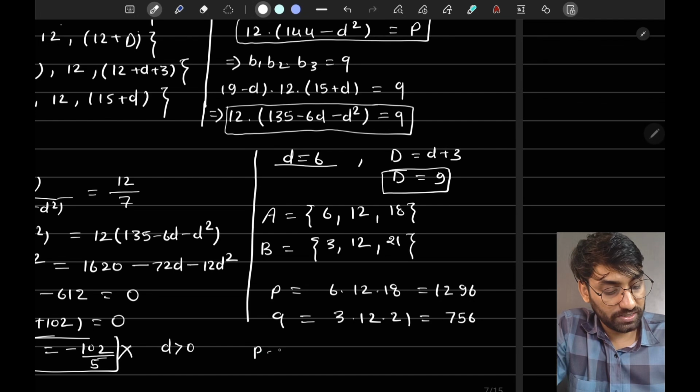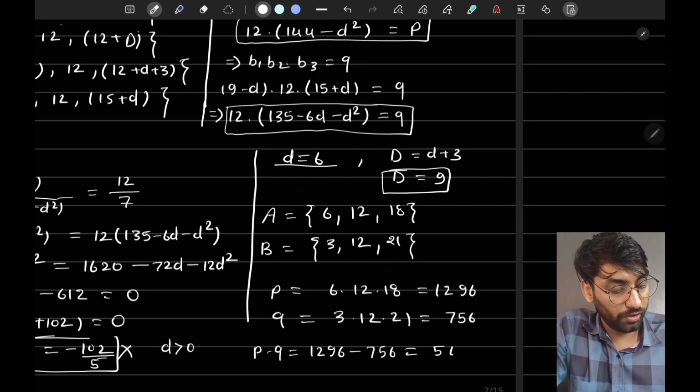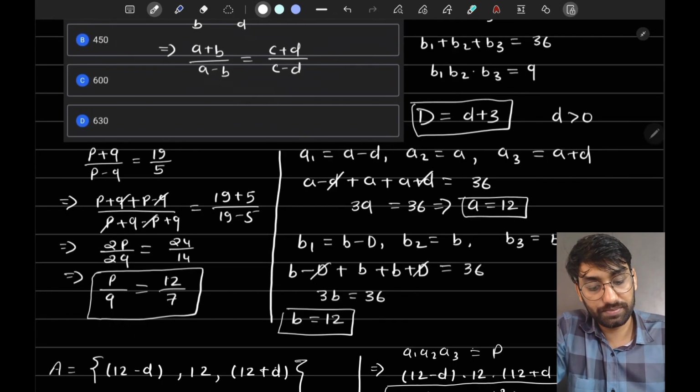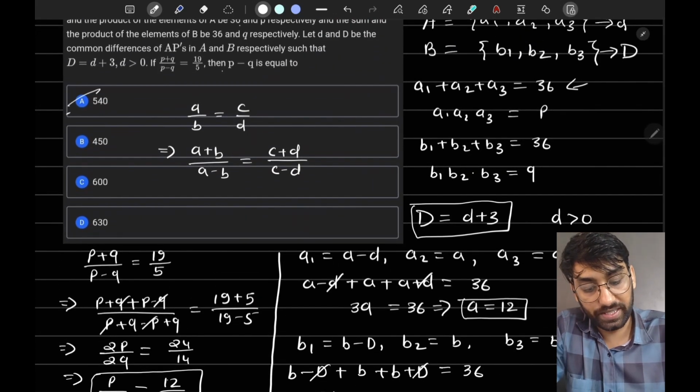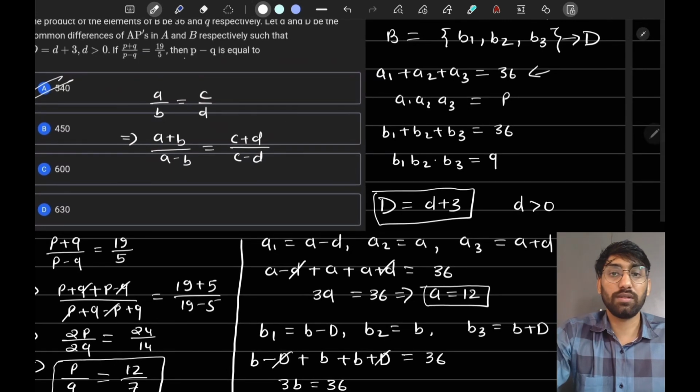P minus Q will become 1296 minus 756. That value is 540. Correct? So P minus Q will become 540. So which option? 540 is option A. Okay, so I hope this question is clear.